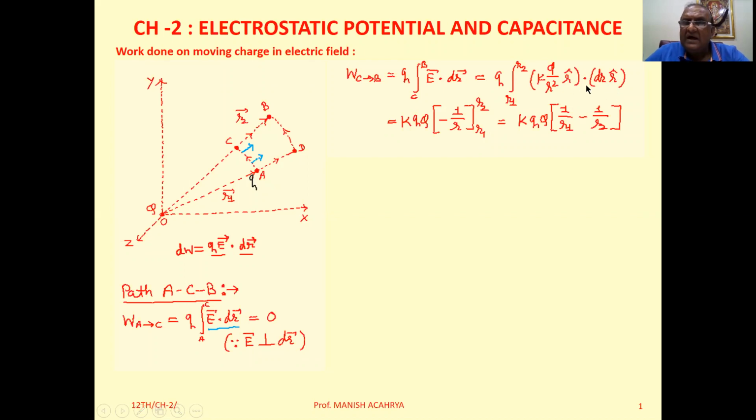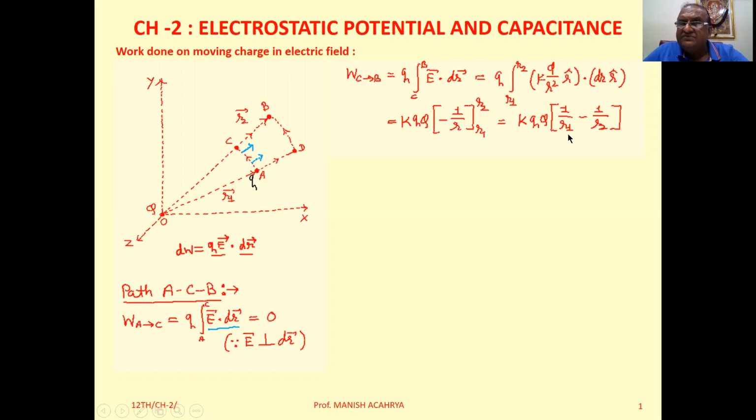But we know r-cap dot r-cap is equal to 1. So we can write now kQq into the integration of 1 upon r square. That is actually r raised to minus 2. So the integration is r raised to minus 2 plus 1 upon minus 2 plus 1. Resultantly it will be minus 1 upon r, and the limits are r1 to r2.